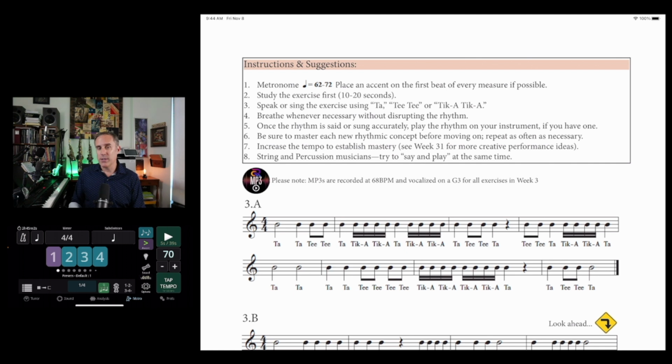The big takeaways are that number 1, you study the exercise first for a bit. Number 2, you use a metronome. And number 3, that you sing the exercises.